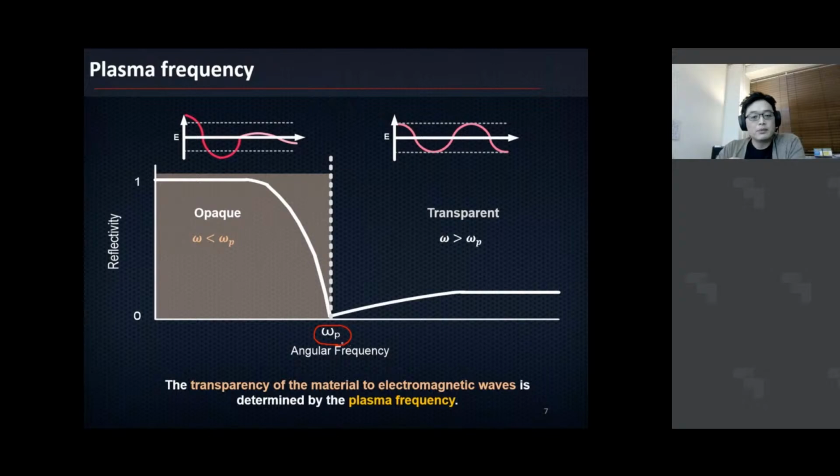The plasma frequency is a material's intrinsic property. Every material at a given temperature has a fixed plasma frequency. That's the material's property. So if you shine some electromagnetic wave on a certain material, below the plasma frequency of your material, it will be blocked, so it will be reflected. And above the plasma frequency, which is a high energy frequency, it will be penetrated. Okay, that's the common physics.